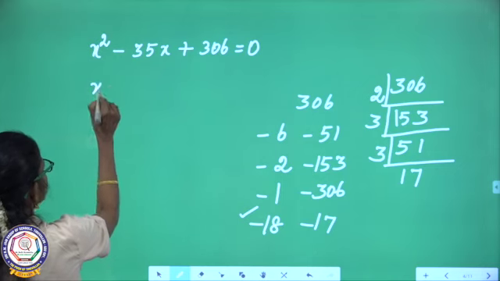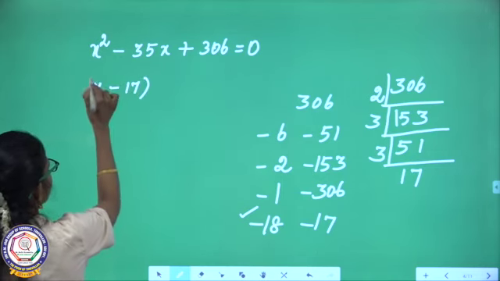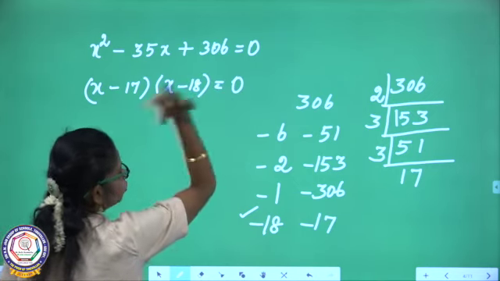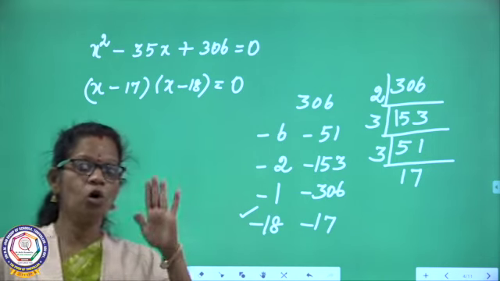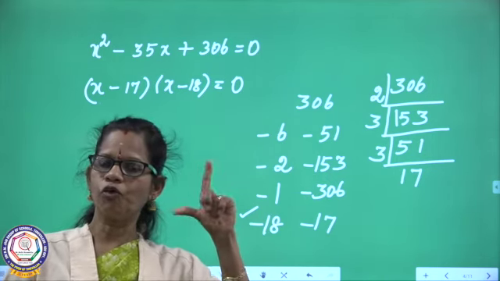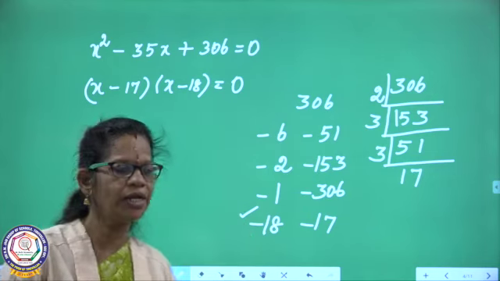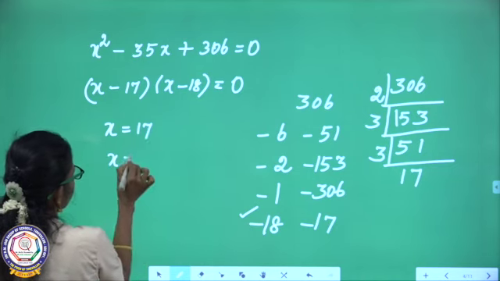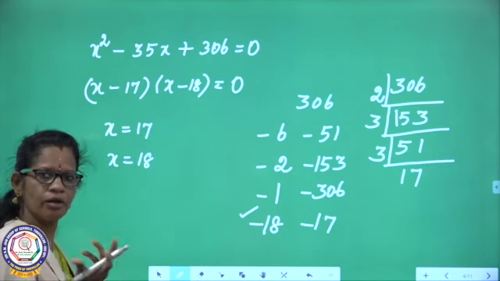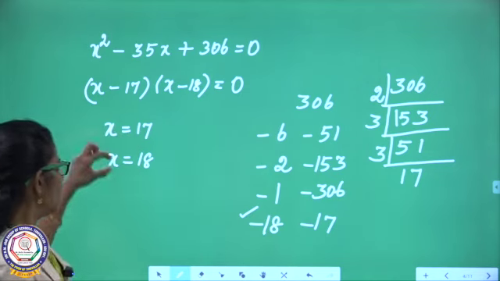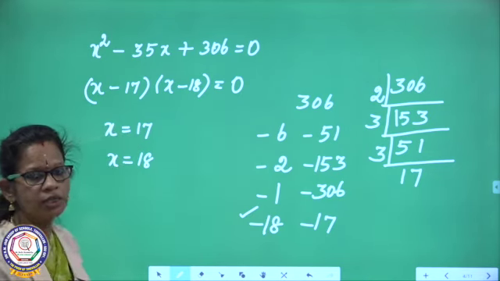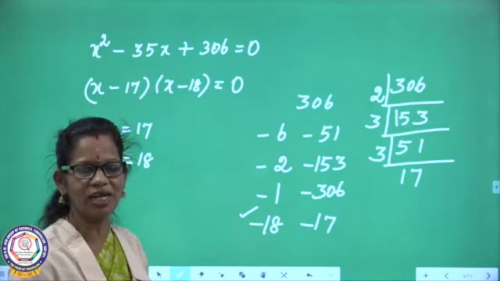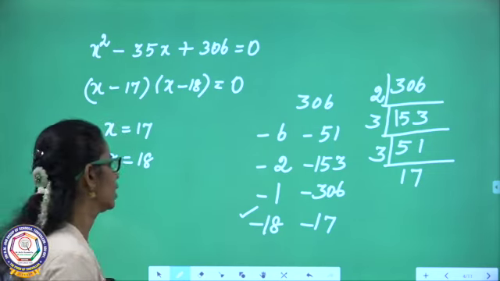Now, (x minus 17)(x minus 18) equal to 0. Again I am repeating, you don't bother about the product, you have to focus only on the sum, right? Now, x is equal to 17, x is equal to 18. Both the values are accepted, right? When the English mark is 18, what is the position of the maths mark? It is 30 minus x, right? Maths mark is 30 minus x.